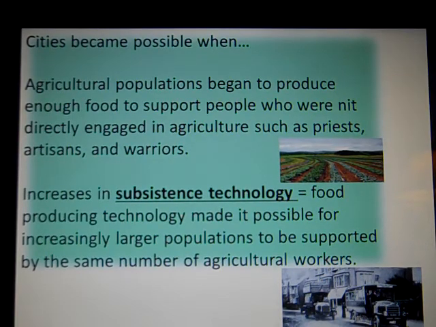Now, increases in subsistence technology, this is food producing technology, made this possible. The invention of the plow, the invention of mechanized farming machines that made farming easier. In other words, it took fewer human beings to produce the same amount or even greater amounts of food. So again, this frees people up to do other things. Not everybody has to farm. You don't have to have a bunch of kids to have bodies to work the land.